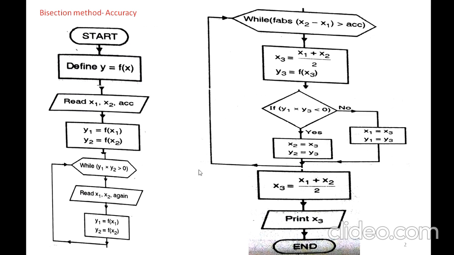So in this case, the flowchart is divided into 3 portions. First is the input values, then checking convergence, and third one is checking the value of y1 into y3 to replace x2 or x1. Here we decide which value we have to replace. So this is the procedure to solve the problem by the bisection method with the help of accuracy criteria.